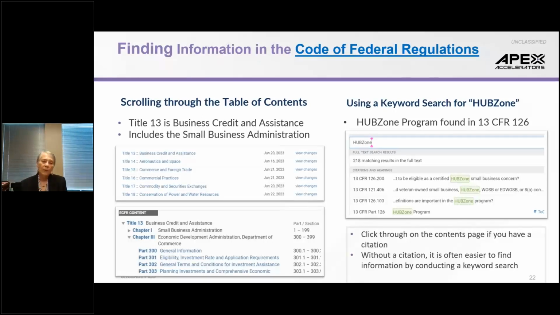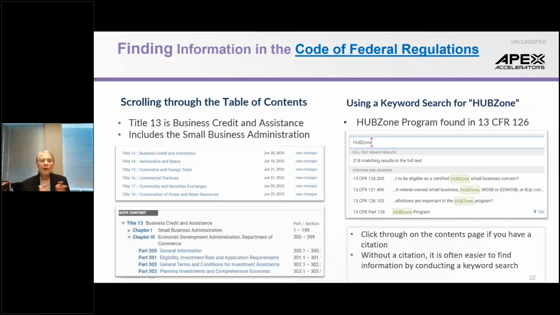If you had done a keyword search to look for HubZone, you would have gotten 218 results, and it would have immediately keyed you in to the fact that 13 CFR 126 is the place to go for HubZone rules. And you can click through those pages. If you have a citation, it's really easy to find. If you don't, I think keyword search works pretty well.